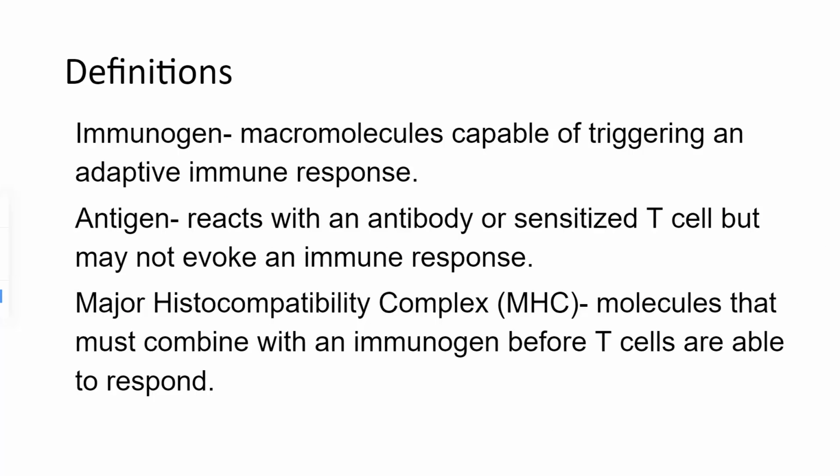So to start with some definitions, an immunogen is a macromolecule that's capable of triggering an adaptive immune response. So sometimes the terms immunogen and antigen are used interchangeably. They are different things. So an immunogen will trigger an adaptive immune response. An antigen may or may not. So an immunogen is kind of a type of antigen, but we cannot say all antigens are immunogens, if that makes sense. So immunogens will likely trigger that response. Antigens may or may not trigger that response, but they're going to react with an antibody or sensitized T cell.